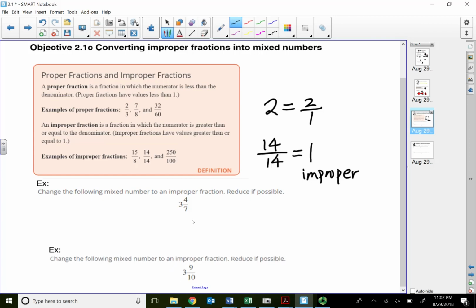When we're normally changing a mixed number to an improper fraction, as you can recall, most of the time what we do is take the denominator, multiply by the whole number, and then add on the numerator. So for my 3 and 4 over 7, we take the denominator 7 times the whole number 3, that will give me 21. And we take the 21 plus the 4, which will be 25 over 7. So that will be the improper fraction.